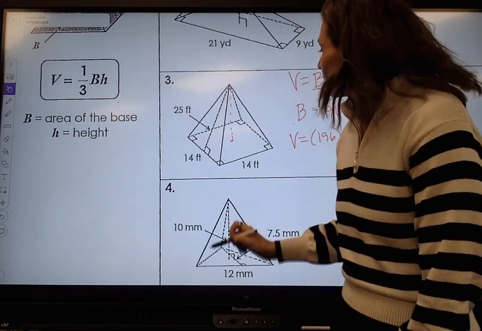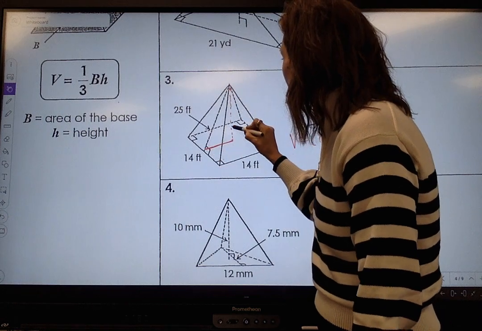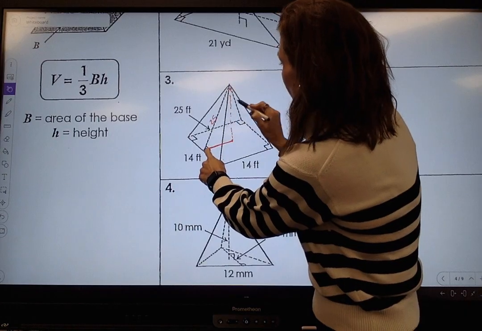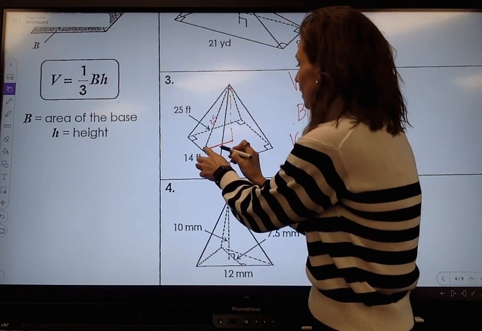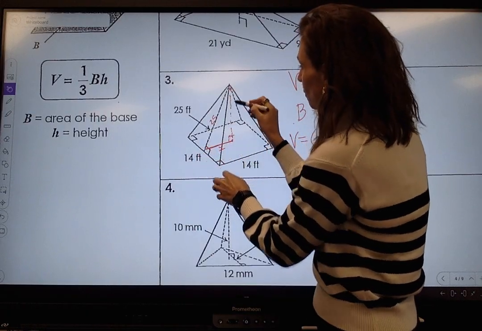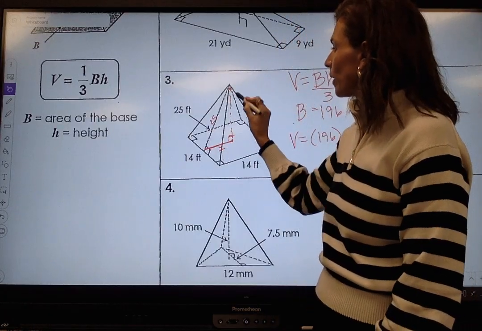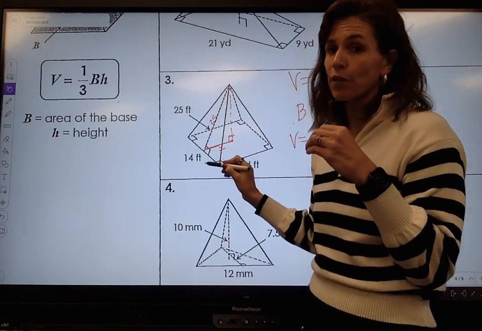We can make a right triangle. So if this is the height, this slant height is 25 feet. And I know that this square, the length is 14, so this distance is 7. So now I can use Pythagorean theorem to find the height of this pyramid. I just drew in a right triangle. That's all I did. You got to know how to find the dimensions of your shape.